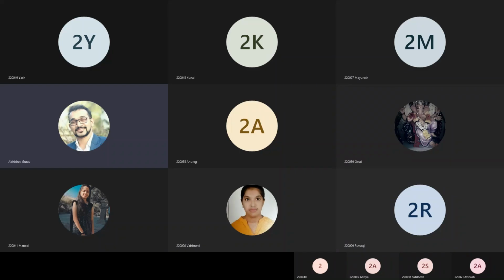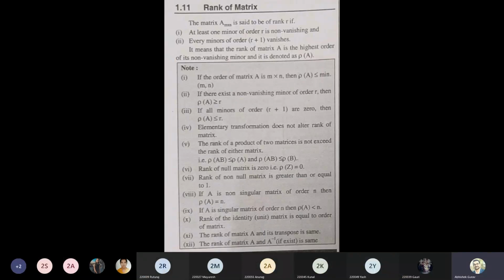Okay, so when will we talk about the rank of that matrix? That is, the first one: at least one minor of order r is non-vanishing, and second, every minor of order r plus 1 vanishes. It means the rank of the matrix A is the highest order of its non-vanishing minors. It is denoted by ρ(A). That sign is called rho.